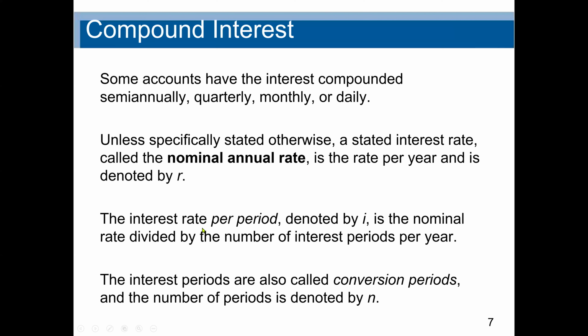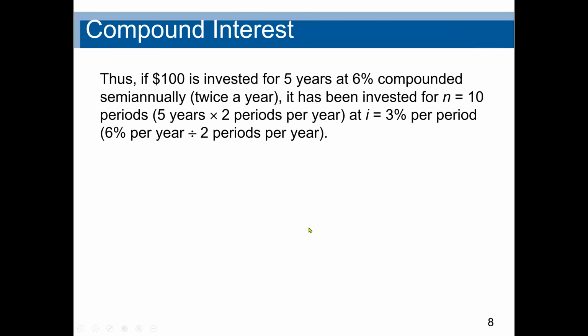So again, the interest rate per period, denoted by I, is the nominal rate divided by the number of interest periods per year. So as we said, if it's daily, the interest period will be 365 days a year. If it's monthly, we have 12. So 1 over 12 period. The interest periods are also called the conversion periods. And the number of periods, again, is denoted by N, as we saw in the example.